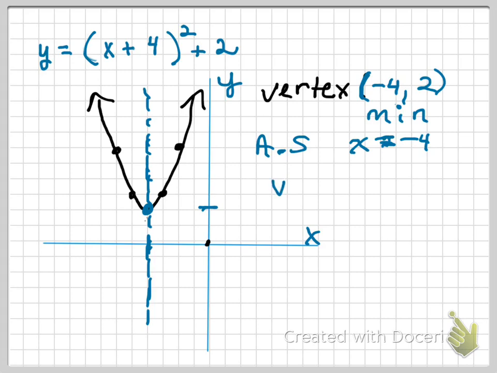All right, how about a vertical translation? What was my vertical translation for this parabola? Remember, that's the number on the end. This thing moved up 2. What kind of horizontal translation did I have? How did it move left or right? Well, even though it said +4, it moved left 4.